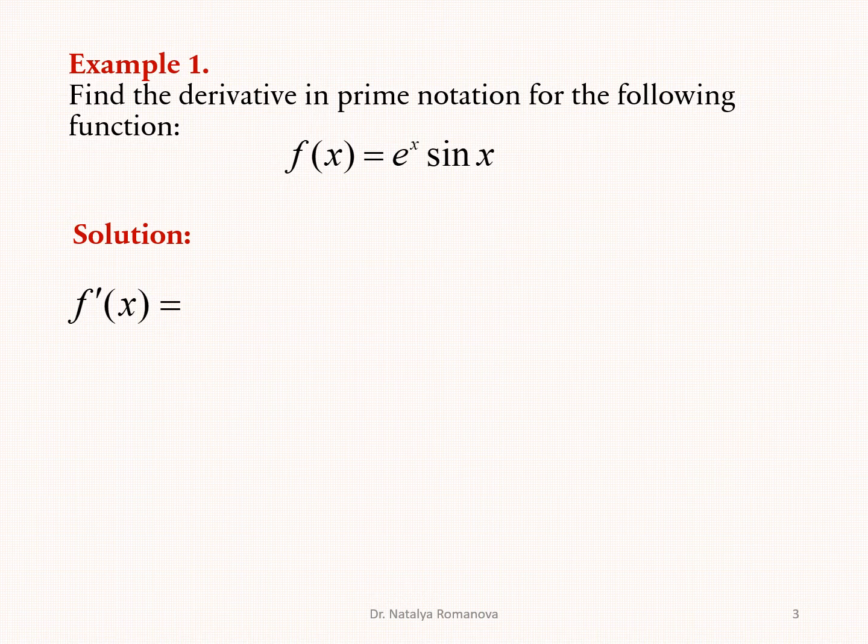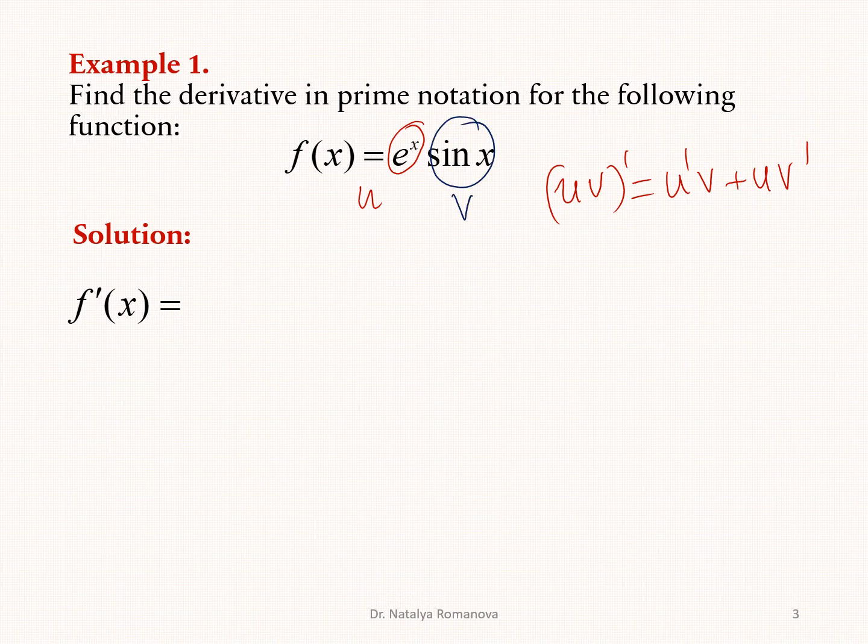The first example: we have to find the derivative in prime notation for the following function. We will use the product rule in prime notation: (uv)' equals u'v plus uv'. The first factor, e to the x, will be u. The second factor, sine x, is v.